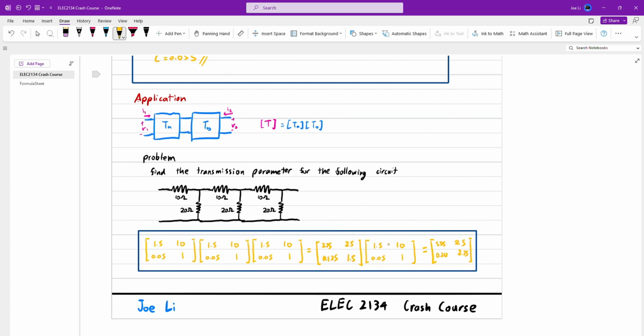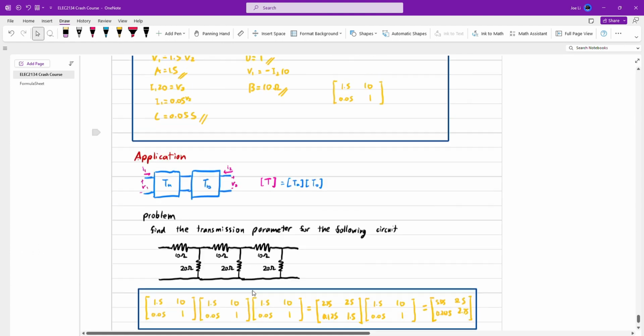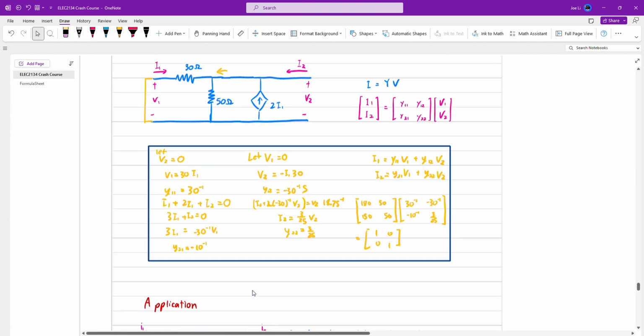Transmission parameter is usually used to analyze transmission lines, and you can cascade them like this. It's pretty cool. So you use different parameters for different stuff.